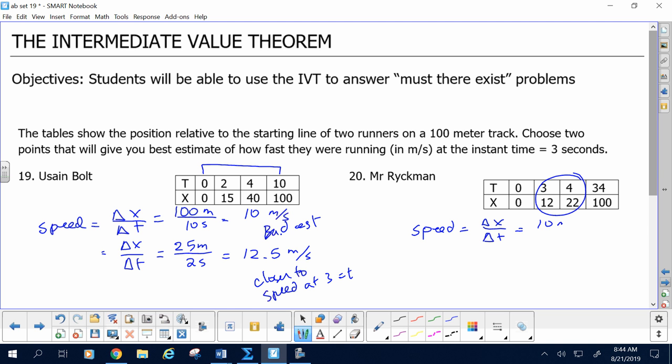10 meters over how long? How long did it take me to change that position? 1 second. So an estimate of my speed at time 3 would be about 10 meters per second. It's probably a little optimistic, but you know.